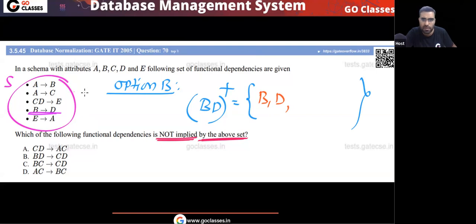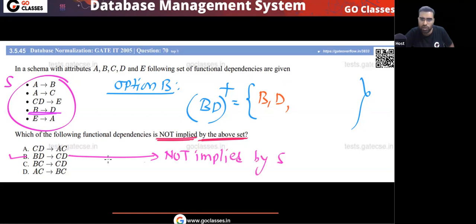What else can BD determine? Let me know. Nothing else. Yes or no? BD can only determine BD, nothing else. So I can say that BD cannot determine C. So this FD, this is your answer, because this is not implied by S. What is the reason? You can see that BD cannot determine C.